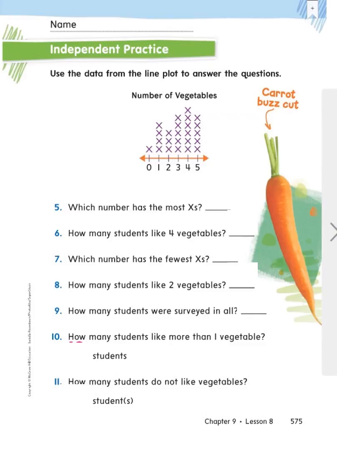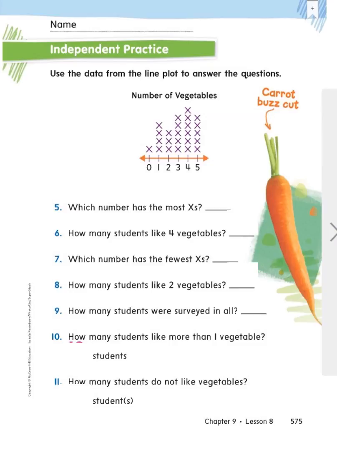Now let's look at page 575. Use the data from the line plot to answer the questions. And this line plot is finished. We're not going to add any X's to it. We're just going to get information from it. We're going to read it. The title or the label is number of vegetables. So let's see if you can do numbers 5 through 11.